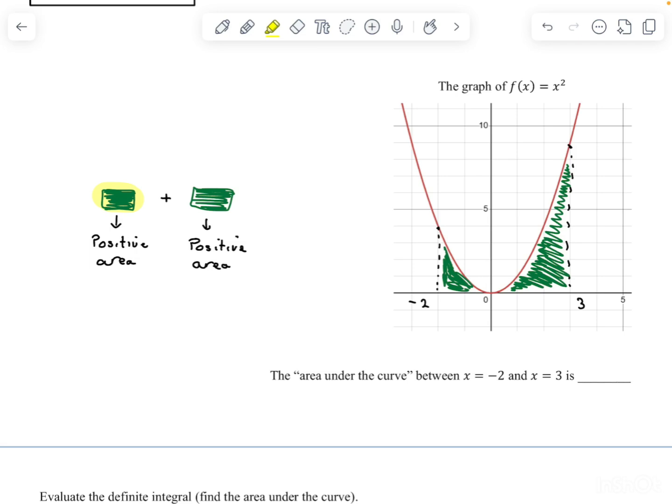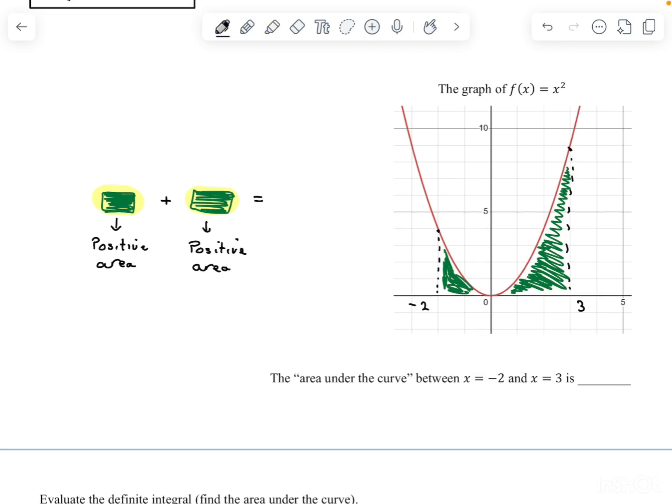If we take the positive area to the left of the vertical axis and add it to the positive area to the right of the vertical axis, the sum will be 35/3. What this means is that the area under the curve between x is equal to -2 and x is equal to 3 is 35/3. And we are done.